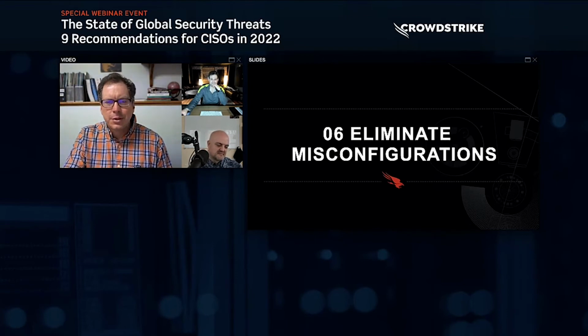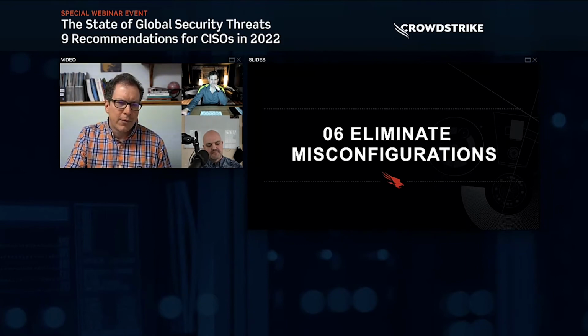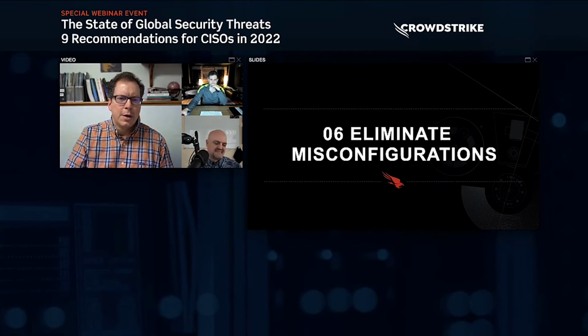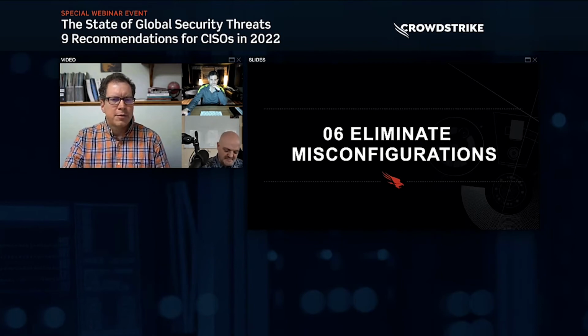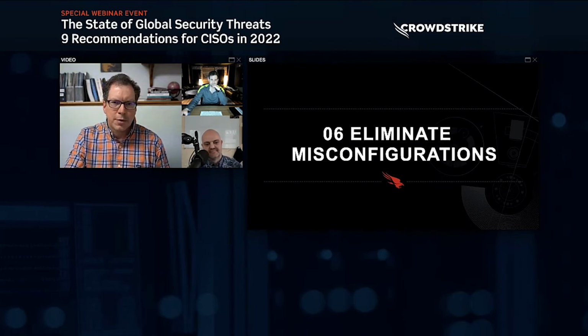So John, this next recommendation from the report is eliminate misconfigurations. I know just from talking to you in past events that this is sort of a passion of yours. How do you go about eliminating misconfigurations, and how much of your security problems does that eliminate?